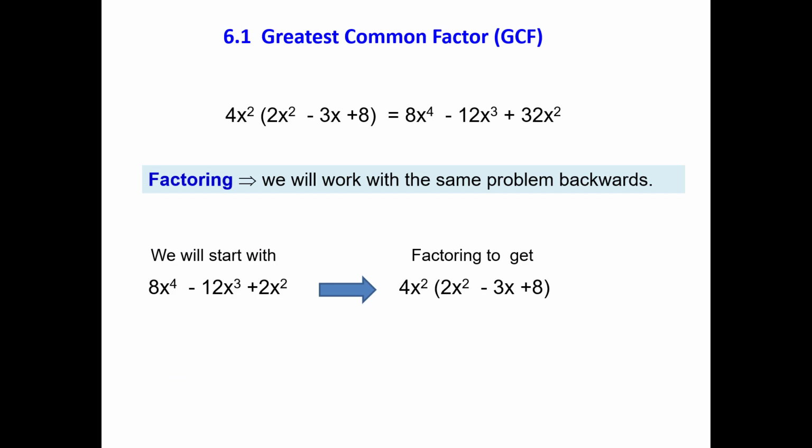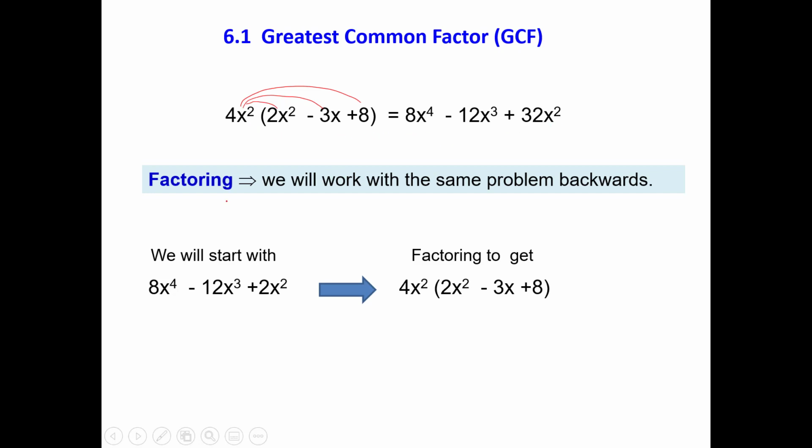And what we learned in the previous chapter when multiplying polynomials, for example, here we had the monomial times a trinomial, and to multiply we just distribute this number through the parentheses. We multiply 4 times 2 is 8, and x squared times x squared is x to the 4. We need to add the exponents. Positive times negative is negative. 4 times 3 is 12, and we add the exponents, so x to the third. Positive times positive is positive. 4 times 8 is 32, and we just have x squared.